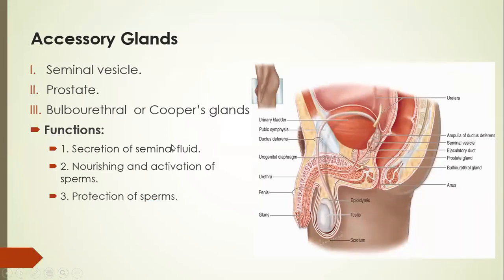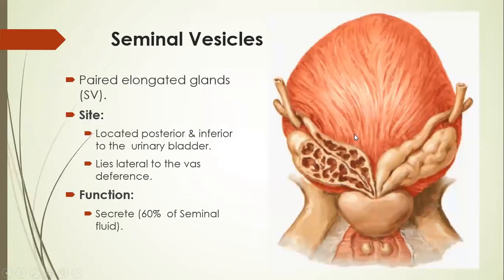One is the secretion of the seminal fluid. That's why it is called semen, because mainly the seminal fluid will be present with the sperms. So that's why it is called semen, because it is coming from the seminal fluid. Second is nourishing and activation of the sperms, and third is protection of the sperm. These are the functions of these accessory glands. So we'll go to them one by one.